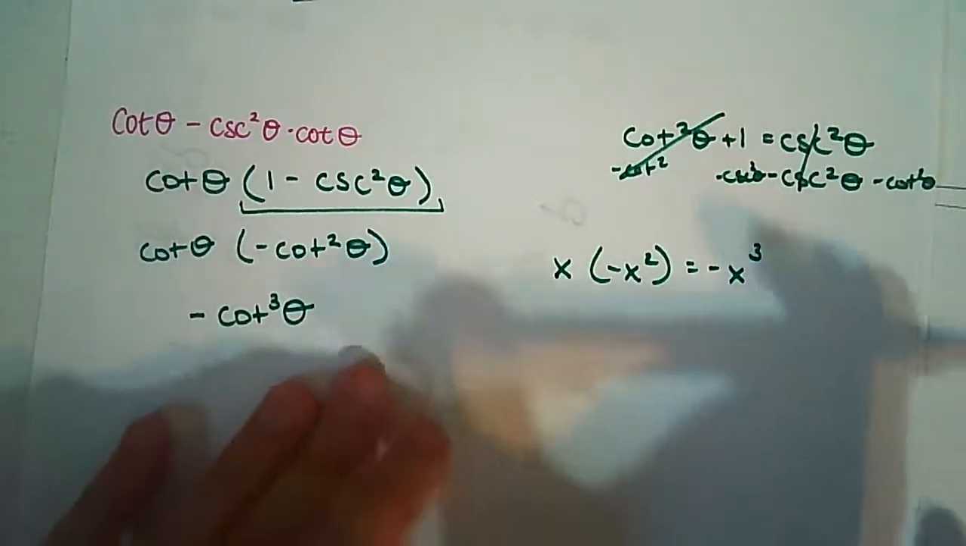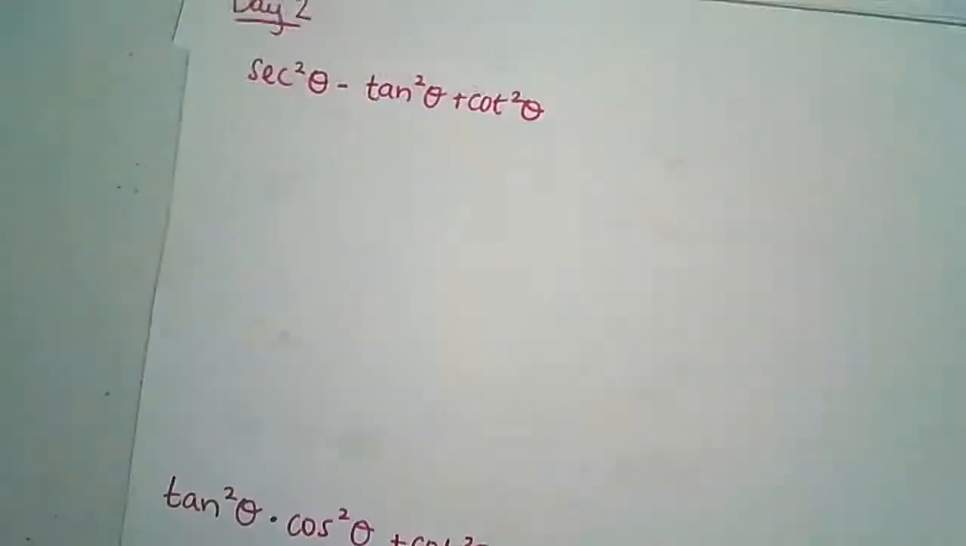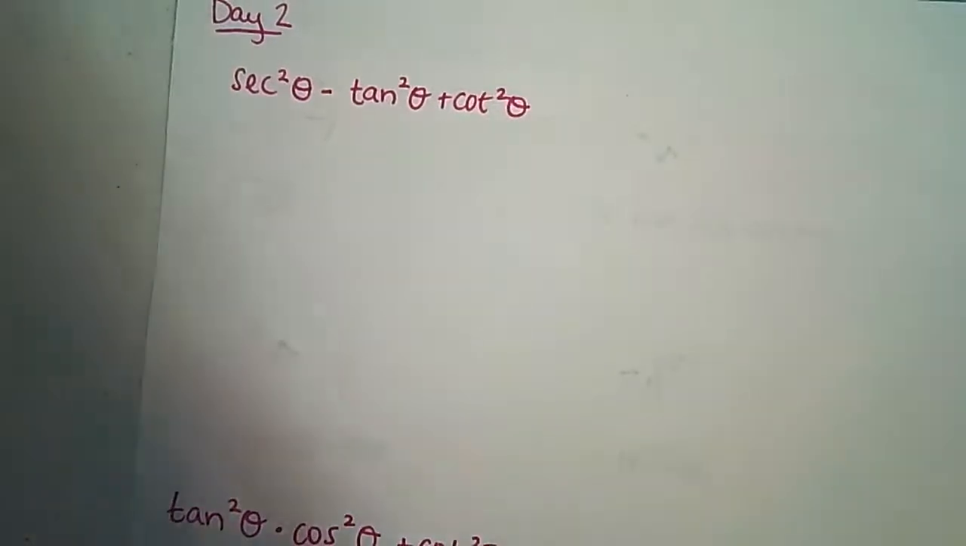All right, moving right along here. So the next one was secant squared minus tangent squared plus cotangent squared. Let's see. There's no GCF that I can take out from all of them. So I gotta scratch that idea.